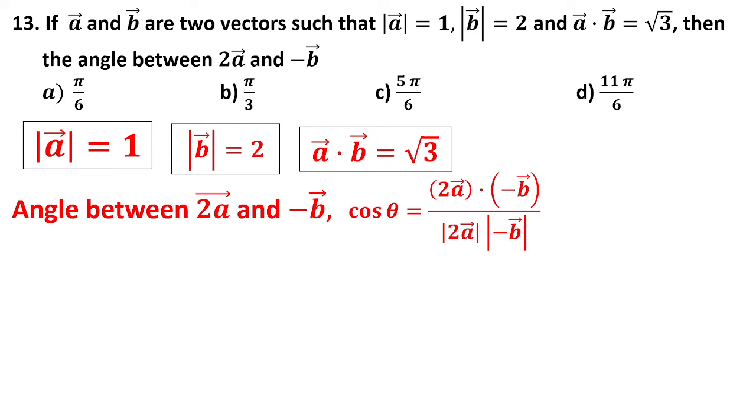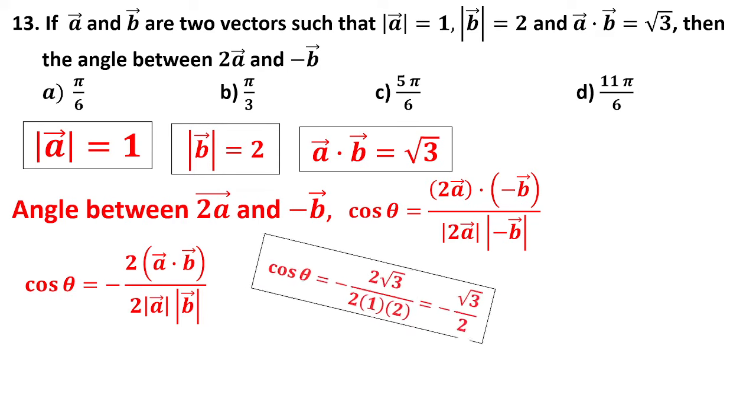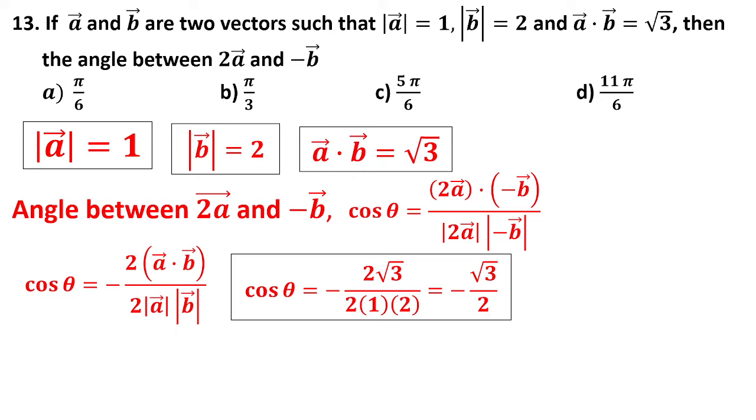2A dot minus B, what will come out? 2 will come out, and minus will come out by the property. Therefore minus comes out. Here also, in the denominator, 2 into magnitude of A, 2 will come out. Magnitude of minus B and magnitude of B are the same. Therefore we are getting cos theta as minus root 3 by 2. Be careful, it is not plus root 3 by 2. Therefore theta is not in the first quadrant. Therefore it is minus cos pi by 6.